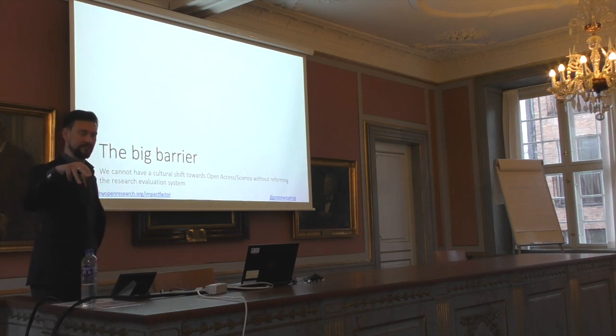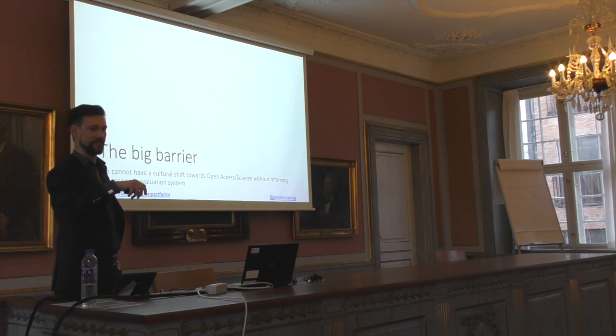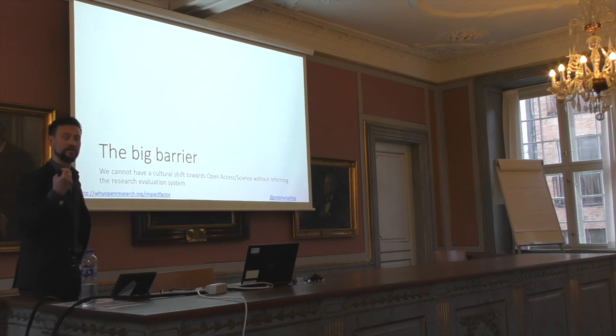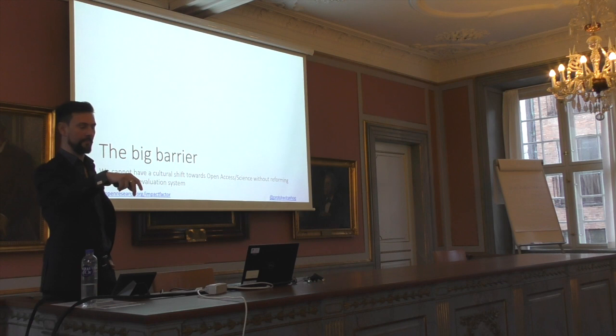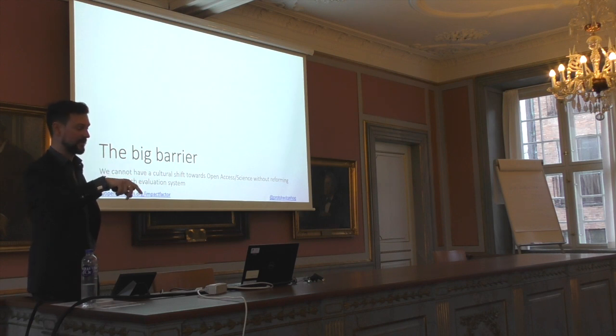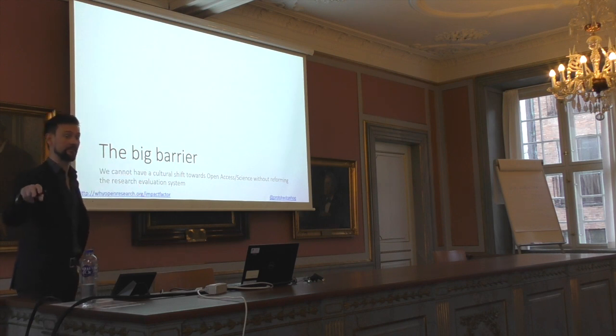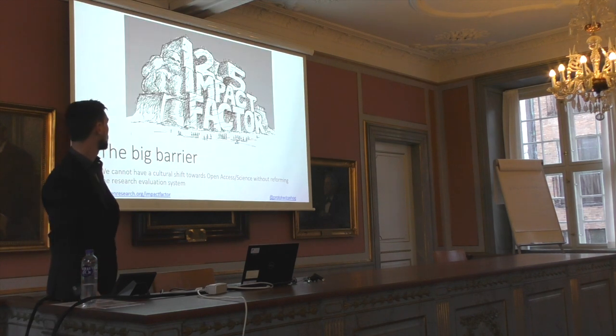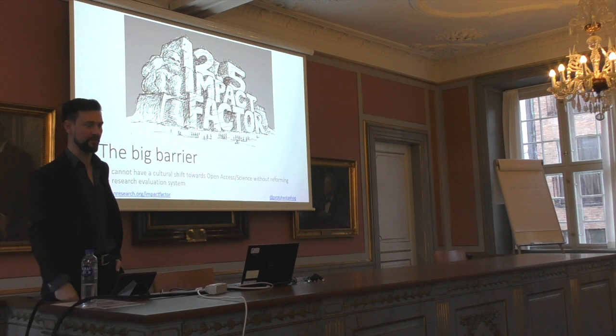This is one of the things which is probably stifling most of the growth towards open access and open science too, because people are terrified that if they move away from the journal-based communication system and the evaluation system that is coupled to that, then it will put themselves at risk. And this is a very real threat which people face. And it's because of this thing here, the impact factor, the journal impact factor.